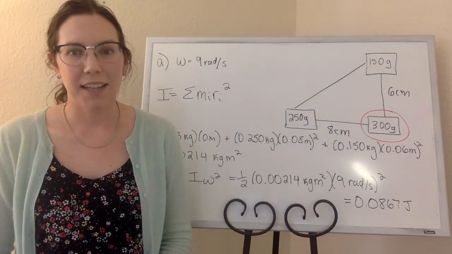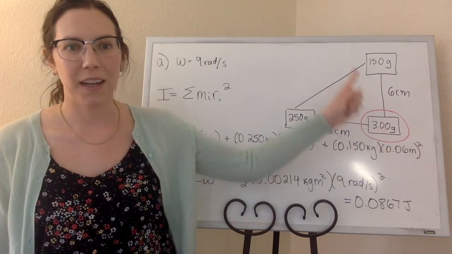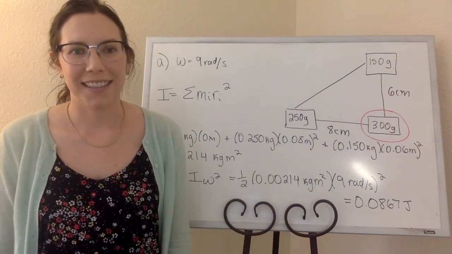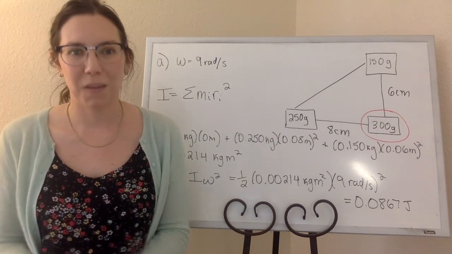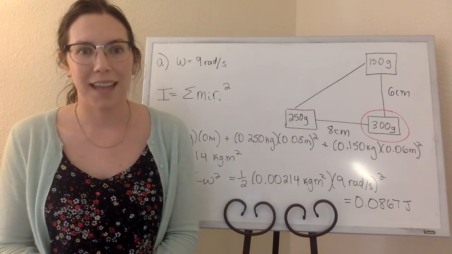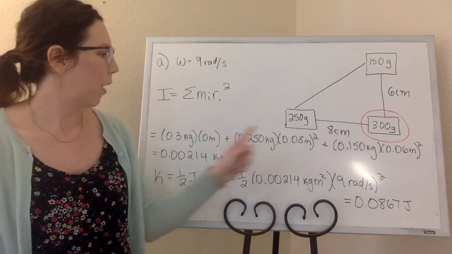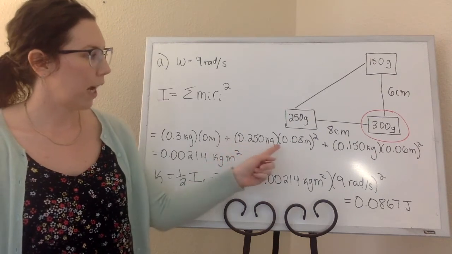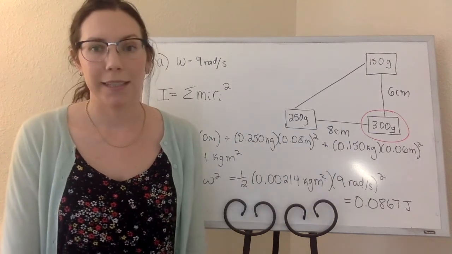Okay, so for part A, it's rotating about this 300-gram mass. You can imagine a pin in the board there, and then it will rotate around that point at a rate of 9 radians per second. So to calculate the moment of inertia, we can use the formula, the sum of m r squared for each of the masses. And r here is the distance to that 300-gram mass, since that's the axis of rotation. So we have 0.3 kilograms for this first part, which doesn't end up contributing since r is 0, plus 0.25 times 0.08 meters squared, plus 0.15 kilograms times 0.06 meters squared.